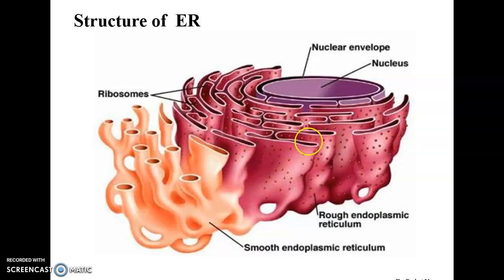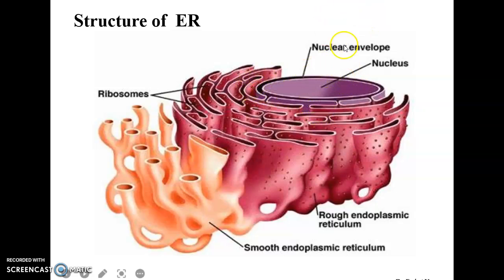The internal compartments of the ER are separate, isolated from the rest of the cytosol and the plasma membrane, but in contact with the spaces present between the two membranes of the nuclear envelope.